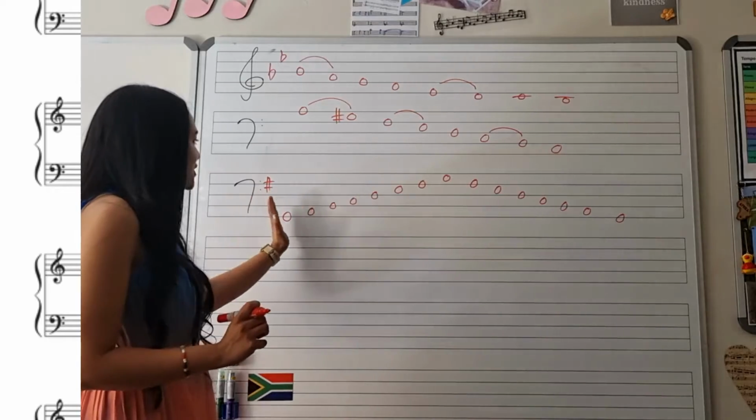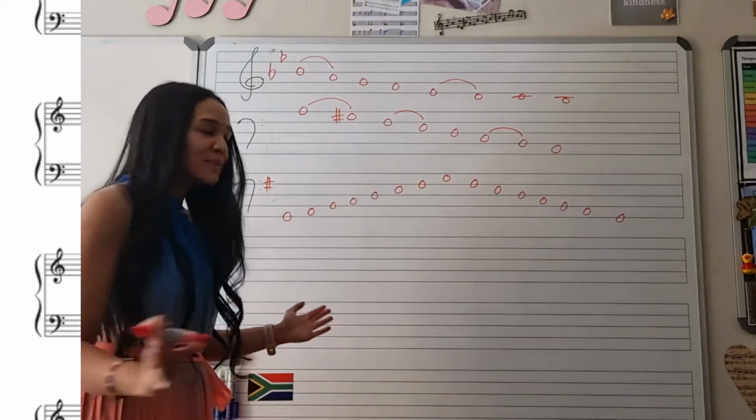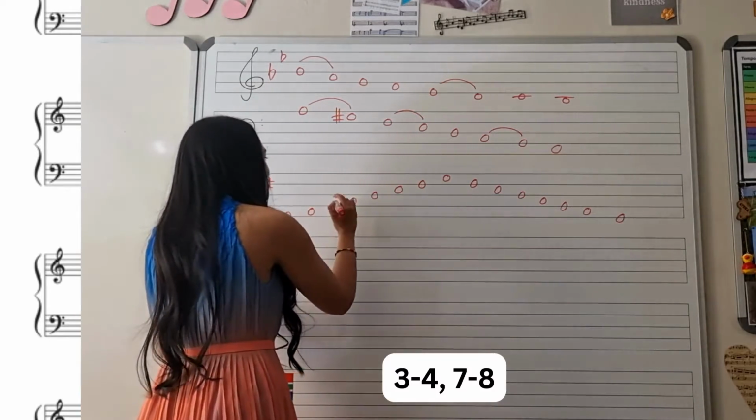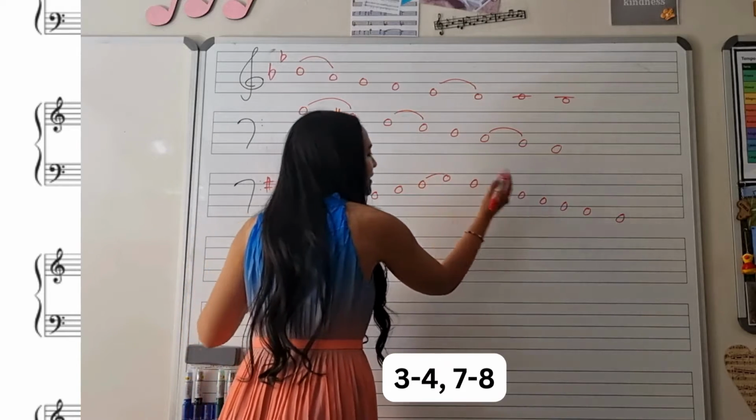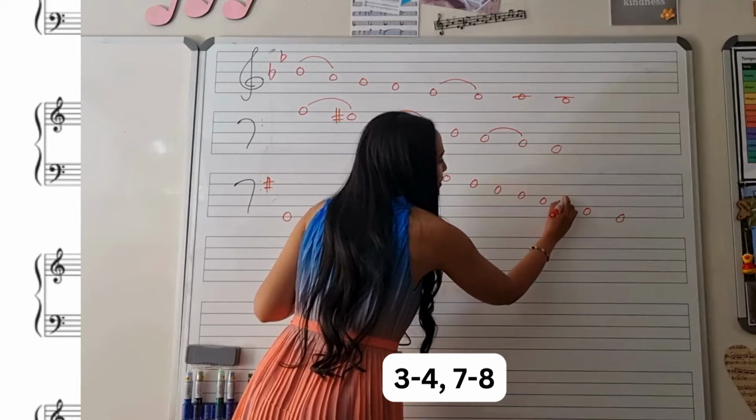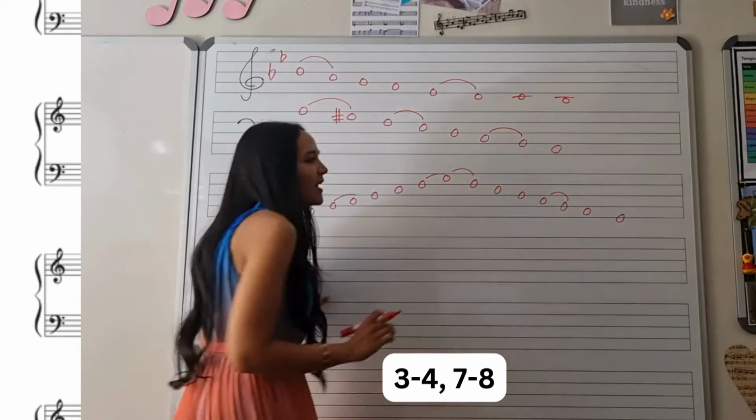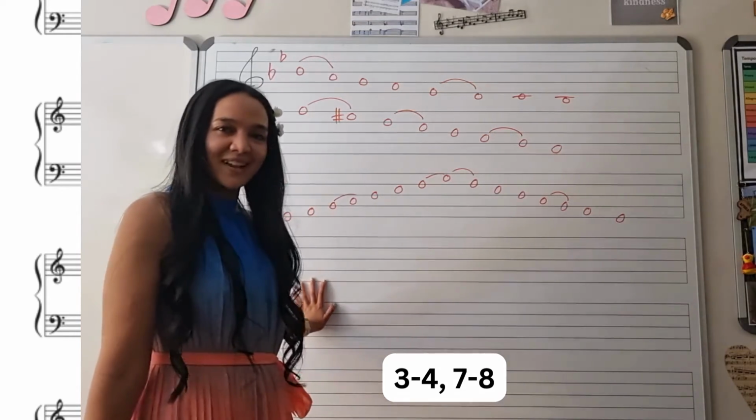We have our key signature, we have our scale, all that's missing is our semitones, and we're going to go ahead and count: 1, 2, 3, 4, 5, 6, 7, 8. And from the bottom up, 1, 2, 3, 4, 5, 6, 7, 8. And there you go, scale writing done.